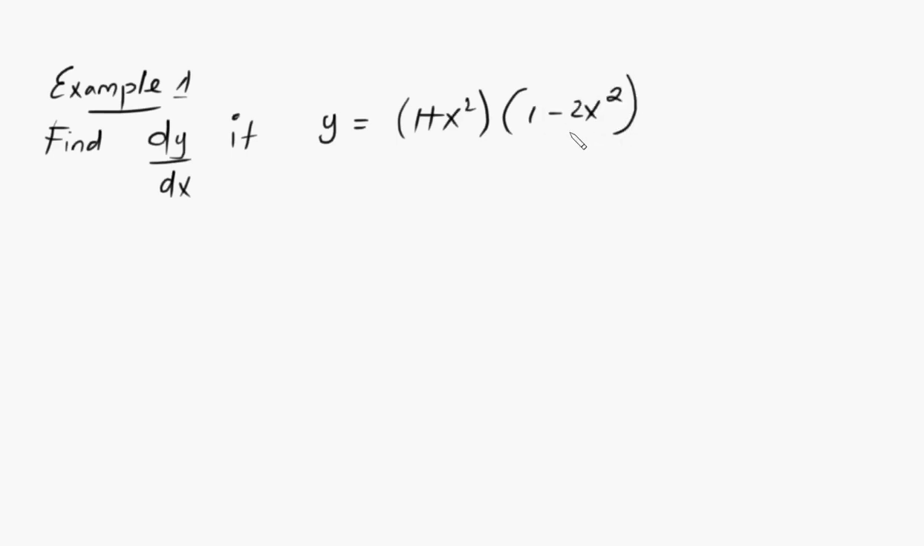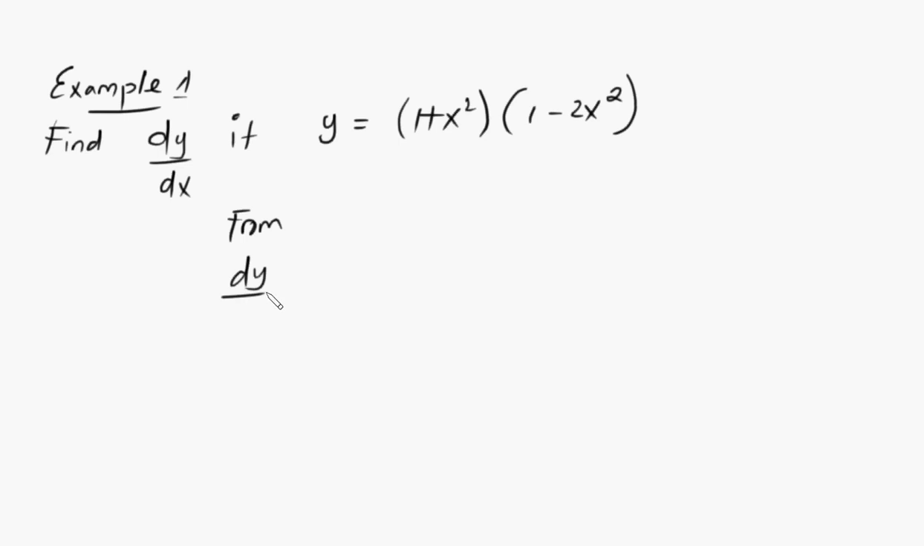Find dy/dx if y is equal to (1 plus x squared) times (1 minus 2x squared). So this is one function, and we multiply another function. So najua hapo is a product of 2 functions. So I just remember the product rule.